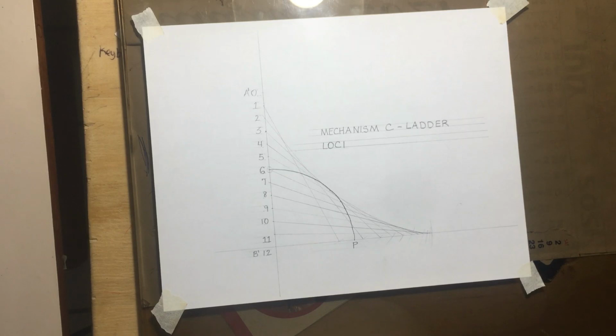Okay, example C, or mechanism C, the locus of point P as the ladder moves from vertical to horizontal position. Okay, thank you.